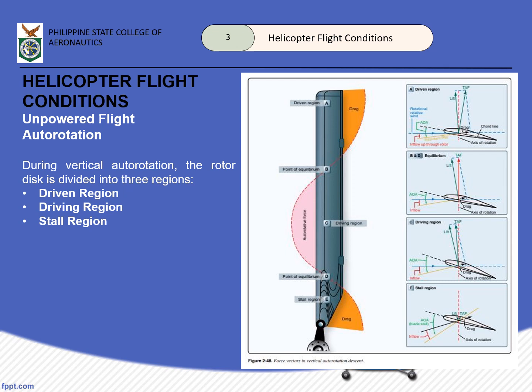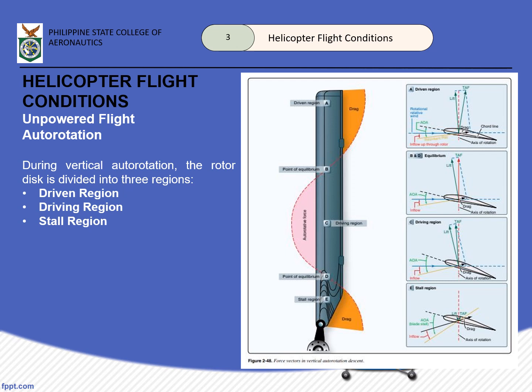So, the driven region is also called the propeller region, and ito yung nearest sa ating blade tips. So, normally, it consists of about 30% of our regions. So, in the driven region, the total aerodynamic force acts behind the axis of rotation. So, this will result in an overall drag force.